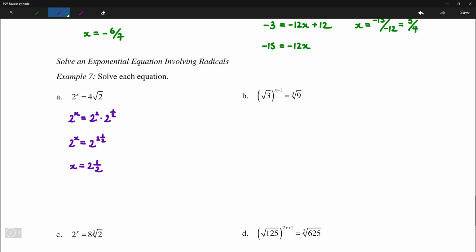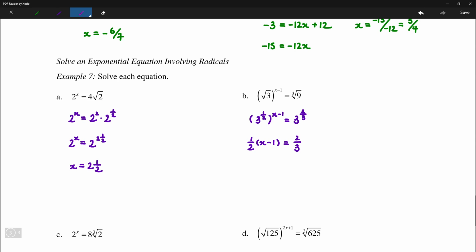Okay, so similar kind of idea for question number 2. So on the left-hand side, we have 3 to the 1/2 power for the square root of 3. And then outside of that, we have x minus 1. On the right-hand side, 9 is, of course, 3 squared. And then the cube root means that we have the exponent 3 to the power of 2 over 3, the 2 being the square, and the 3 being the cube root. Okay, so that means that on the left-hand side we have 1/2 and then x minus 1. On the right-hand side we simply have 2 over 3.